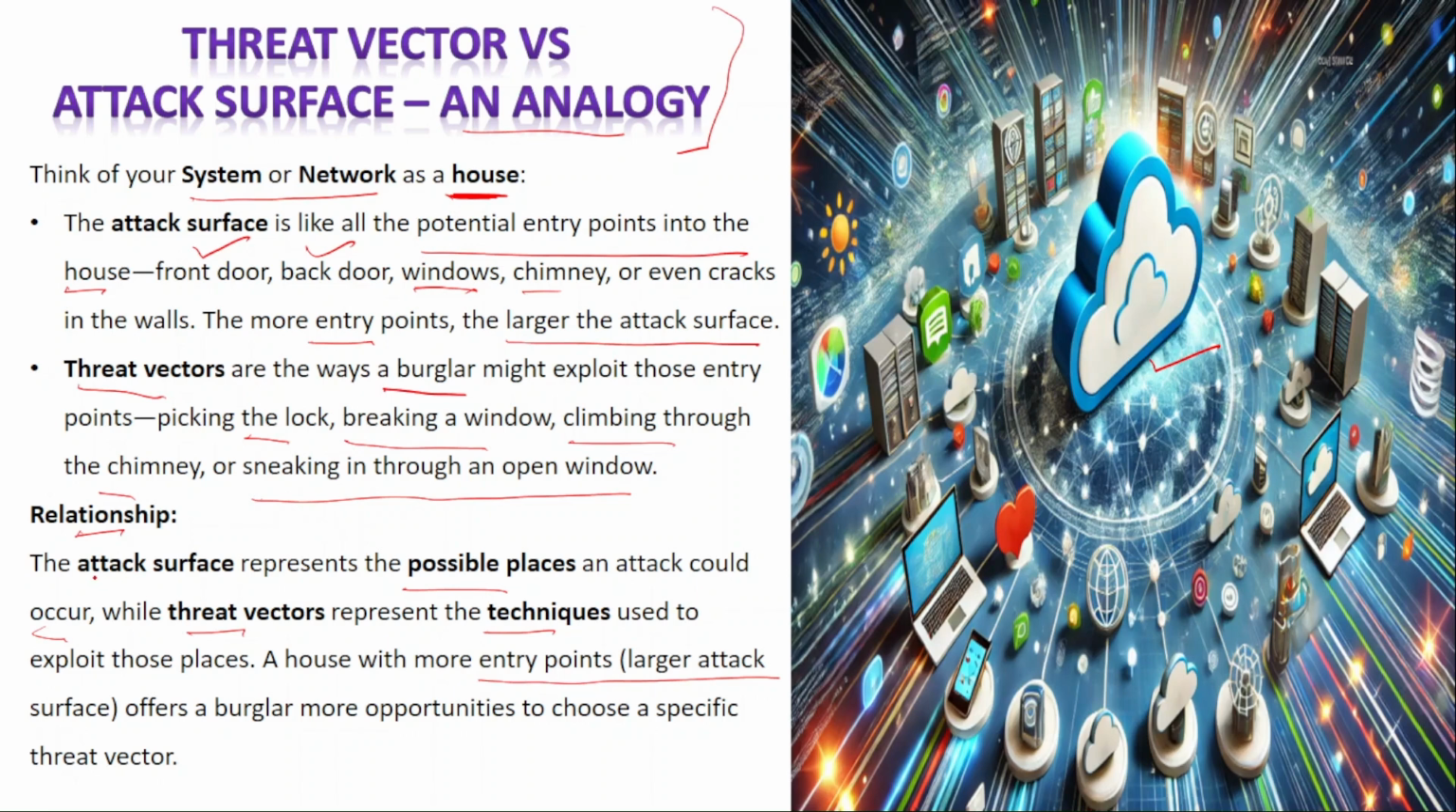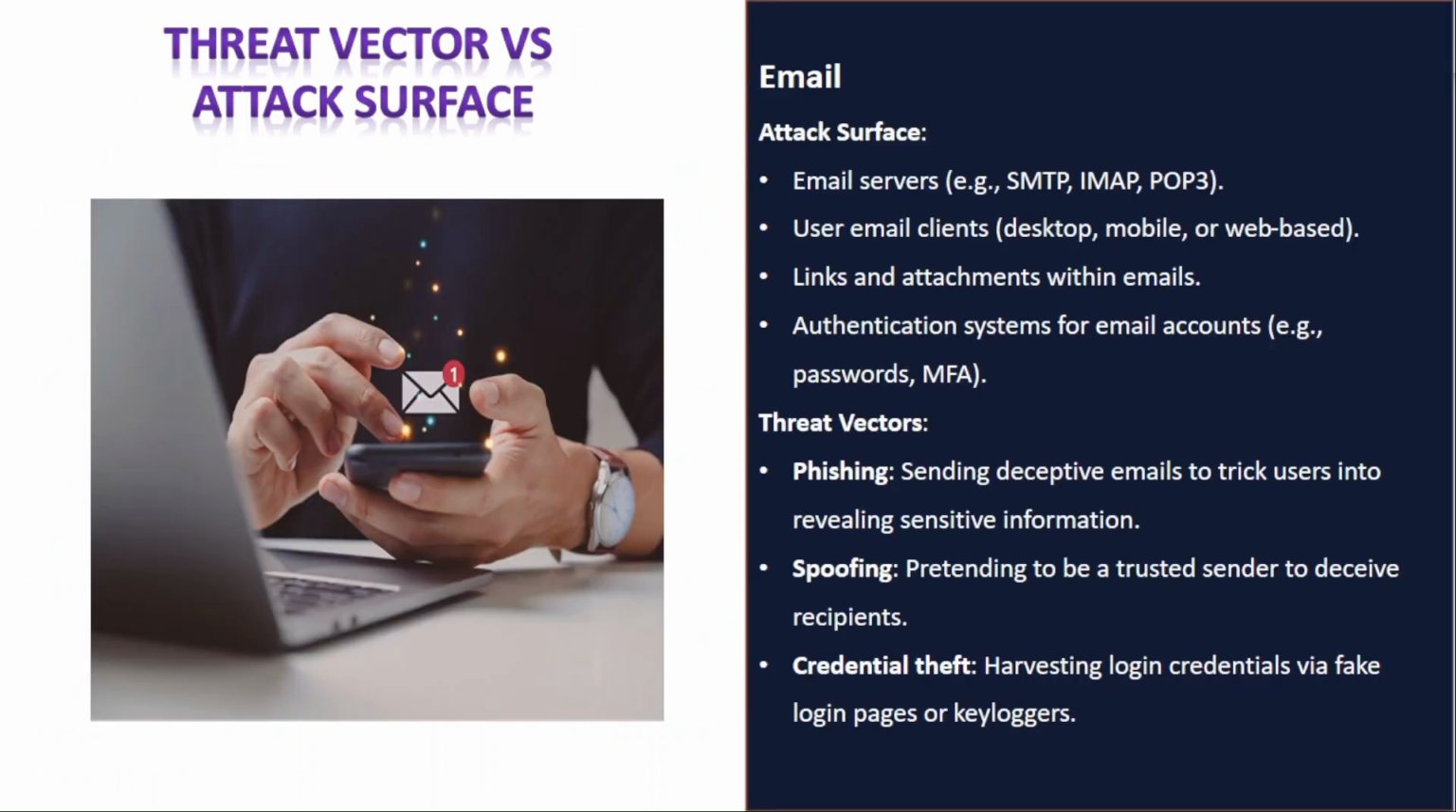So the lower the attack surface, the more secure the system is. And if the attack surface is large, meaning there are more entry points, the less secure your system or network is. So now let's explain a few of the technologies or communication systems and differentiate what their threat vectors are and what the attack surface of these systems is.